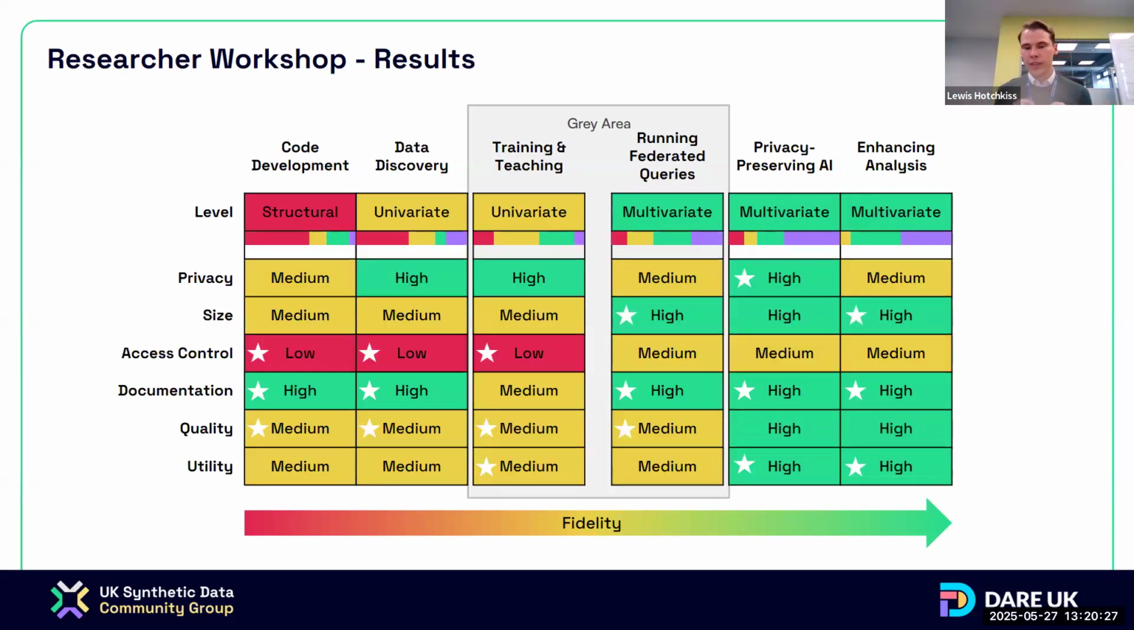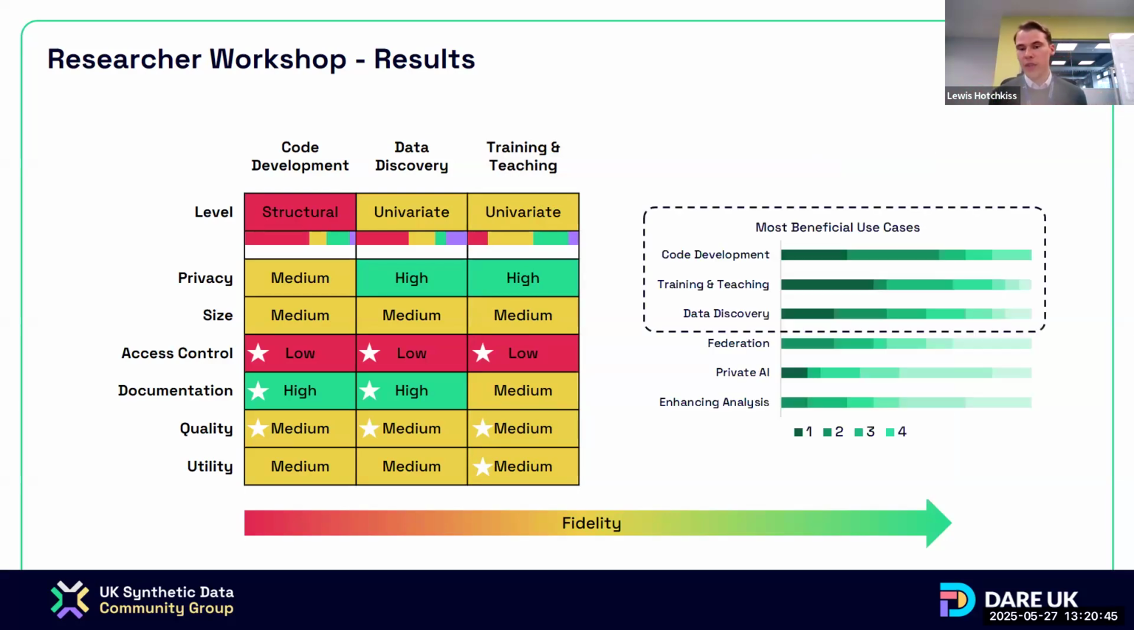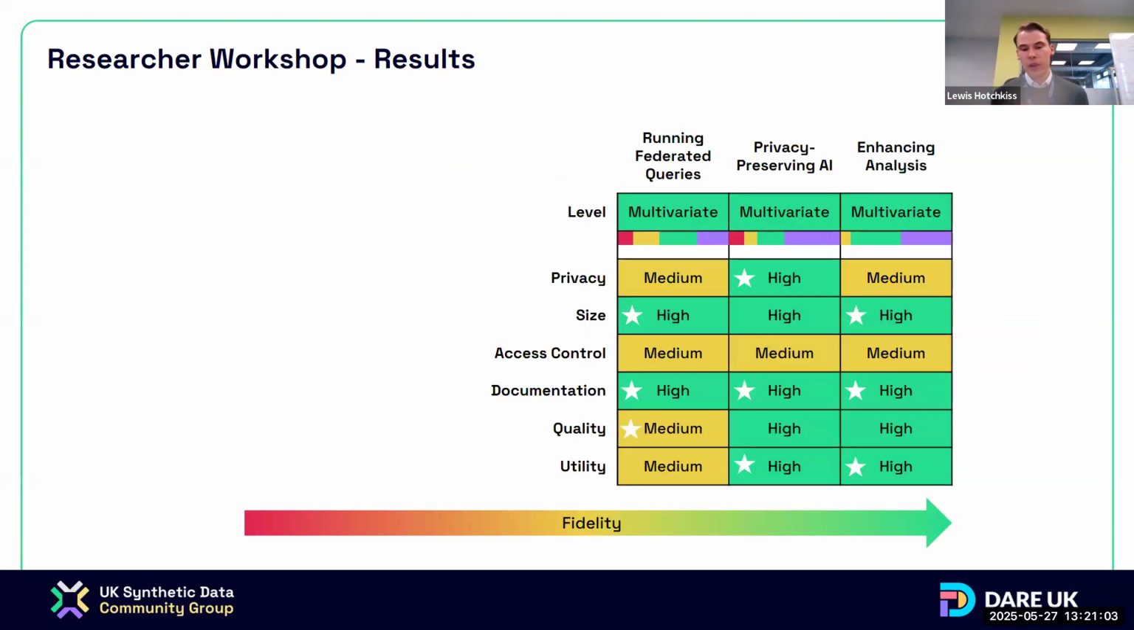So, as I say, across these use cases, we've really got a good understanding now of how we should be generating synthetic data. And we discovered there are these 2 very distinct types of fidelity of synthetic data. These lower ones are focused on easy accessibility and good quality. And it's interesting that the most beneficial use cases were identified as these lower fidelity ones: code development, data discovery, and training and teaching. This is really where we should be focusing our efforts of generating synthetic data to support researchers in trusted research environments. Then our high fidelity ones should really be focused on size and utility and making sure that they are well documented for those use cases.